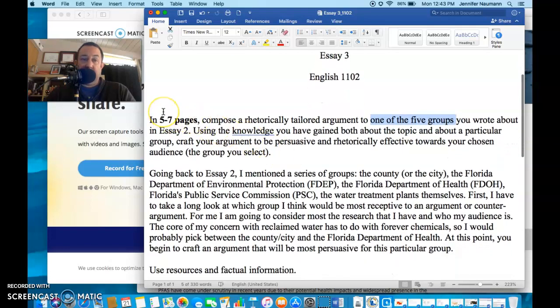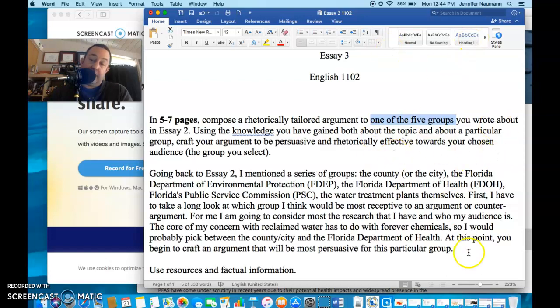See, this essay, same as the others, is 5 to 7 pages. This one, if we want to just simplify it, is in all senses an argument. Finally, just a straightforward argument paper. What we're doing here, though, is you want to look at the groups.